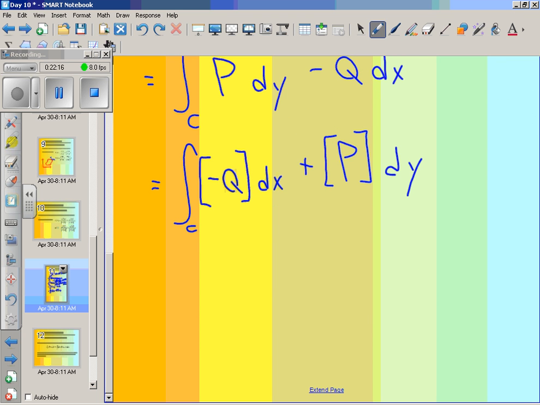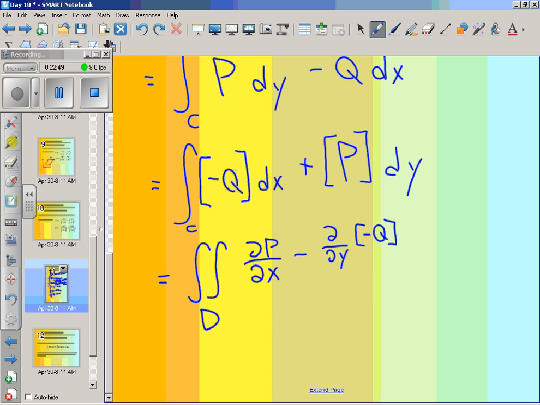Okay, so now we have the line integral of some function dx plus another function dy, and what do we know we can always apply to this? We can apply Green's theorem. Okay, and so when we apply Green's theorem, we're going to have the double integral over that enclosed region D of the derivative of our second function with respect to x, minus the derivative of our first function with respect to y, which would be negative Q, which is just going to equal the integral of dP/dx plus dQ/dy.